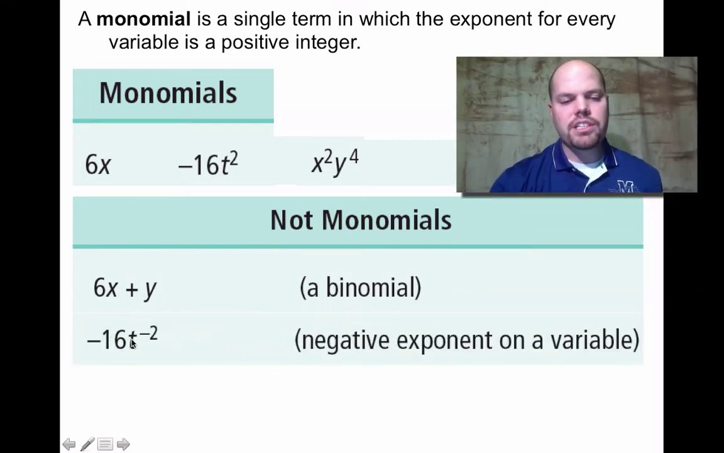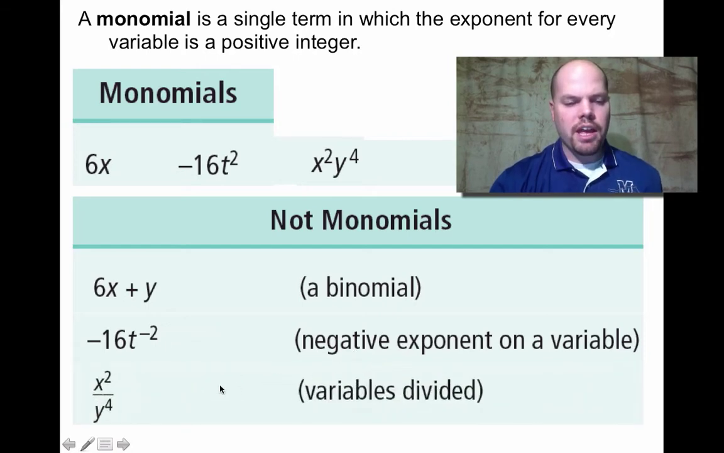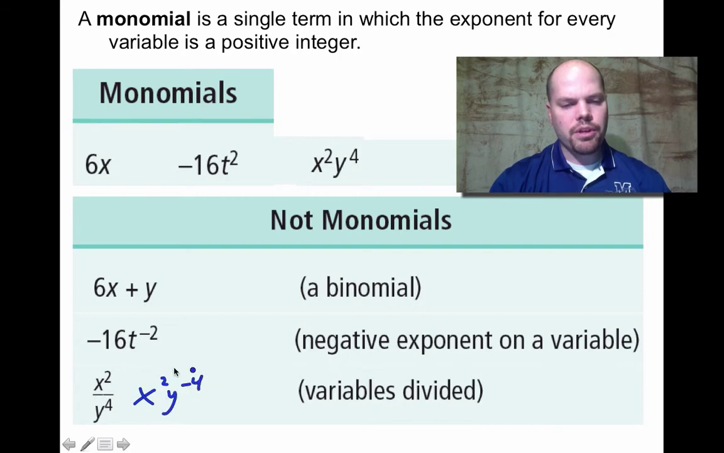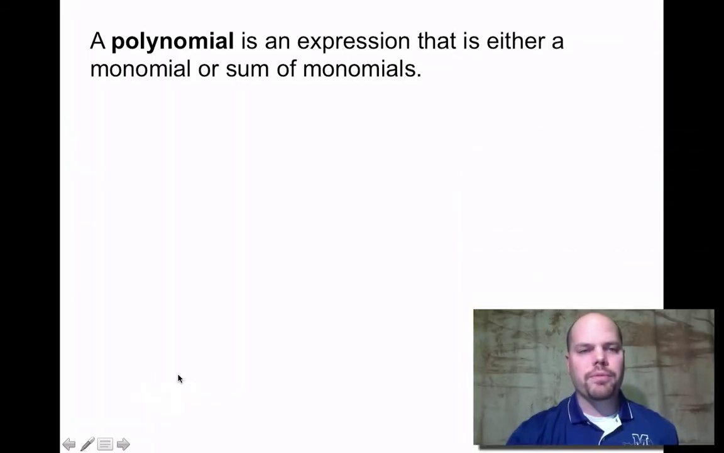Negative 16t to the negative 2, that's not a monomial because of the negative exponent on the variable. And x squared over y to the fourth, that could be written as x squared y to the negative fourth, which has a negative exponent. So if variables are divided, that doesn't work because you really are going to have a negative exponent on the variable. All right, so a polynomial is an expression that is either a monomial or sum of monomials.